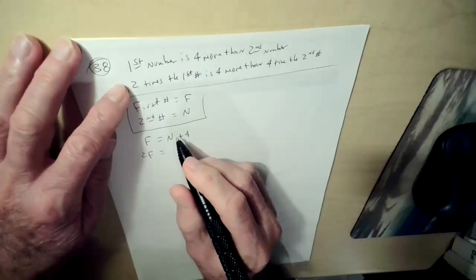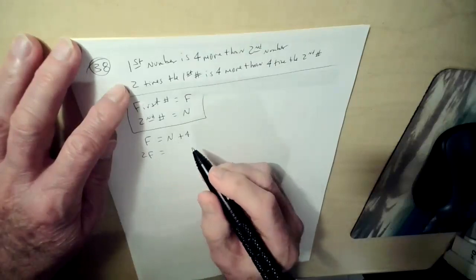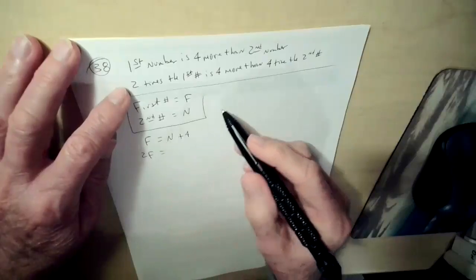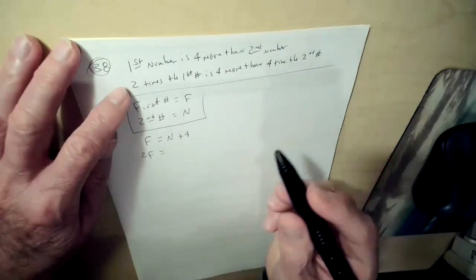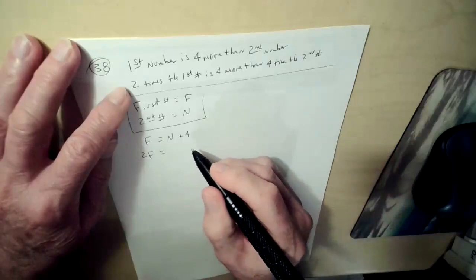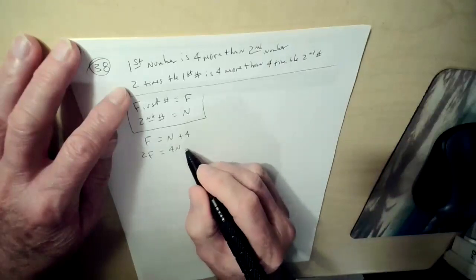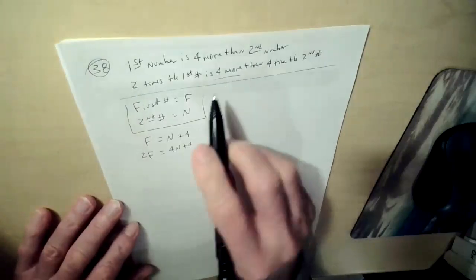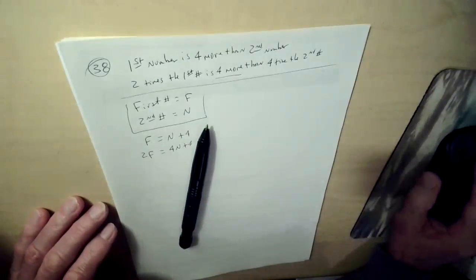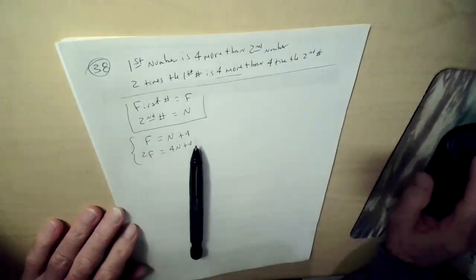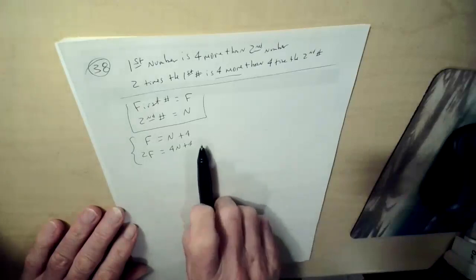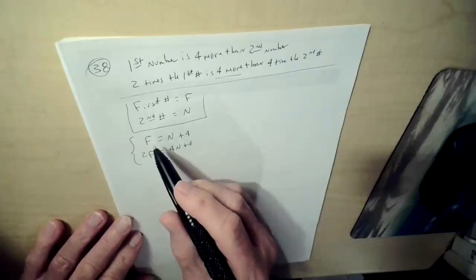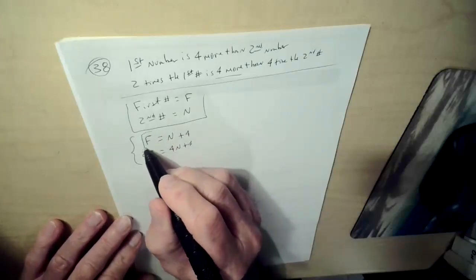2 times the first number is, again, that's equals 4 more than 4 times the second number. So 4 times the second number is 4n plus 4, because it's 4 more. There's an awful lot of 4s in this thing. I'm sorry, y'all excuse me.